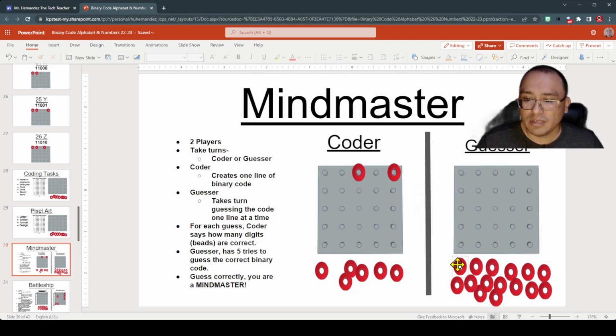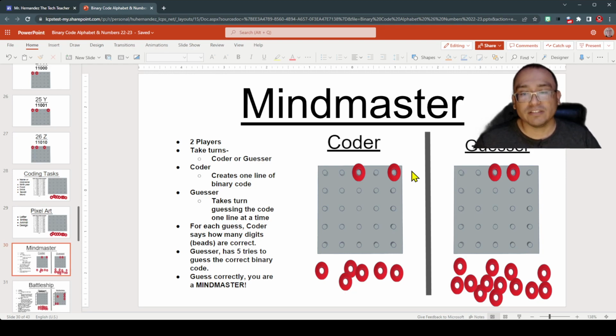So for example, I'm the guesser. I have all my beads here. And I'm going to guess a code. Let's just say I randomly put 2 beads in these 2 spots. Now I, as the coder, have to say how many they have correct. Not where they are correct, but just how many they have correct. And so I, as the coder, will say, well, you have 1 bead correct. Huh. So between these 2 beads, I have 1 correct.